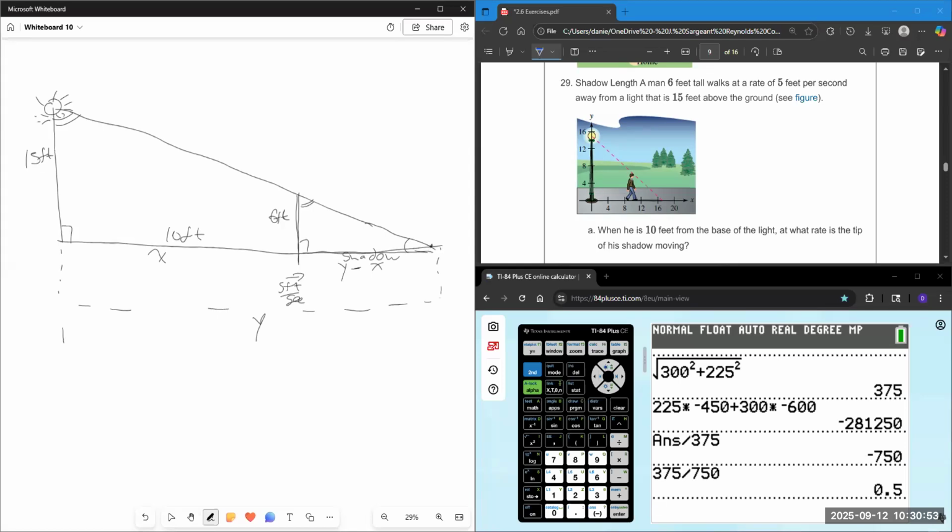So we know that 15 feet is to 6 feet, and I can just get rid of the feet there, and so these are the heights here. I want the bases here. So 15 is the long side here, y, is to the short triangle here, y minus x.